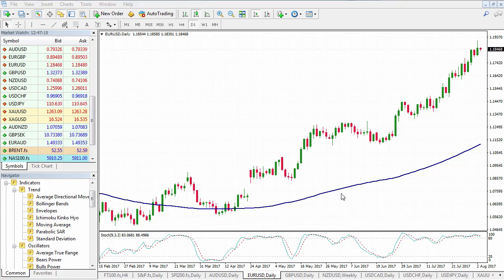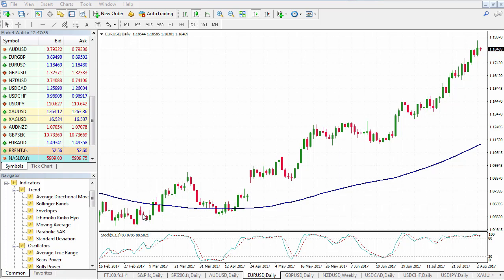Okay, so I want to show you how to use a 100 period moving average in a couple of different ways. Obviously, you can use this as a trend direction filter. So a lot of people would consider only trading long if the price action is above the 100 period moving average or 200 period. So 100 or 200 is usually fine.